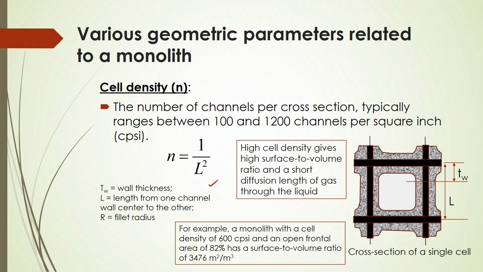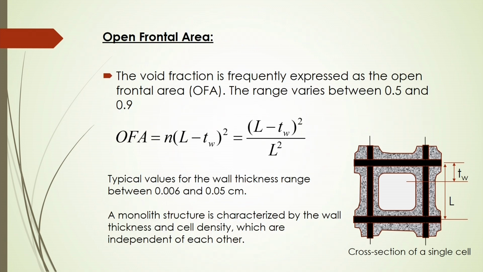For example, a monolith with a cell density of 600 CPSI and an open frontal area of, as an example, 82% has a surface to volume ratio of 3476 meter square per meter cube. So, you can say that if you increase the cell density, then you get more surface to volume ratio, and you can get more mass transfer for that particular chemical engineering process. So, you can get more output of either reactions or some other physical processes also.